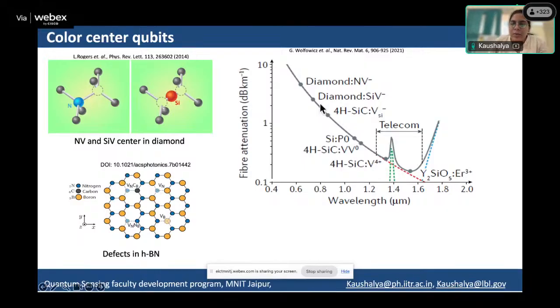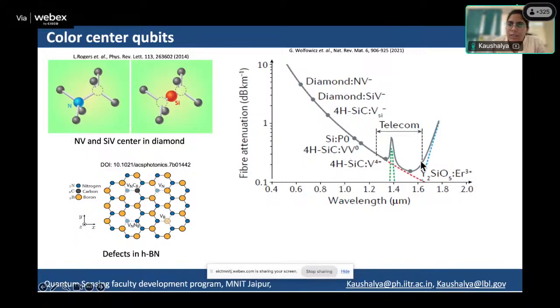On the right side, the graph represents the fiber attenuation versus wavelength on the x-axis. What you're seeing are different materials and the defect centers coming from those host materials. The NV center is one of the most popular and widely known defects. Then we also have the silicon vacancy center in diamond. We have other vacancy centers in silicon carbide, and so on and so forth.